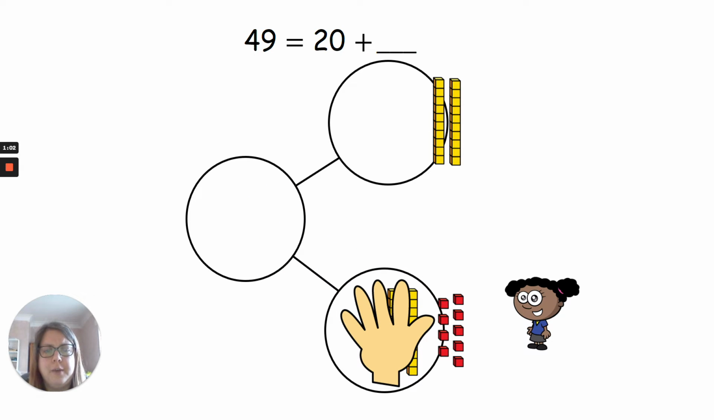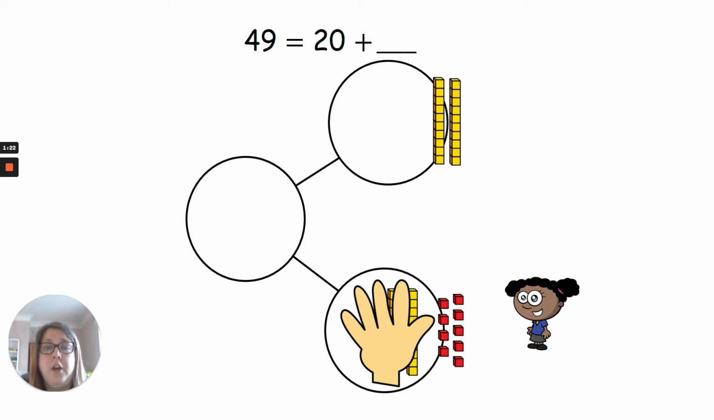Have a little think. Use the equipment at home if you can, or draw 49, okay, and then draw 20 to one side. What would go in your other part? So draw it like it's on the screen, okay? So there are a couple of ways that you could do this. Some of you might need to count the tens and ones.